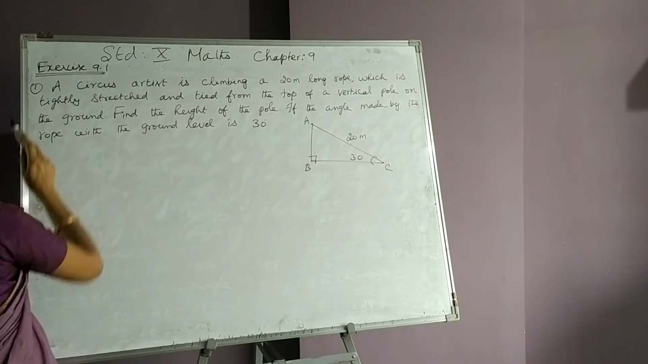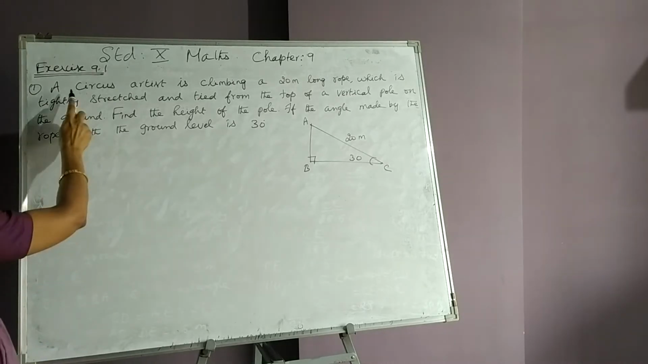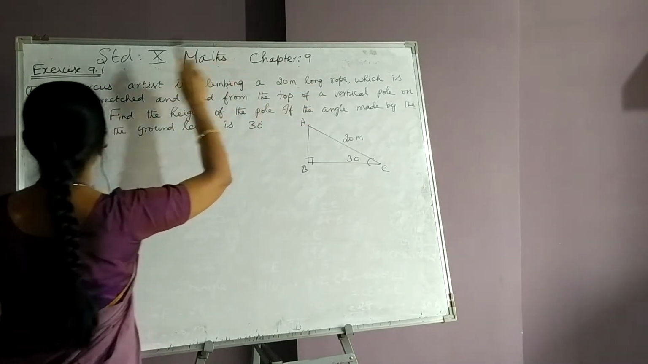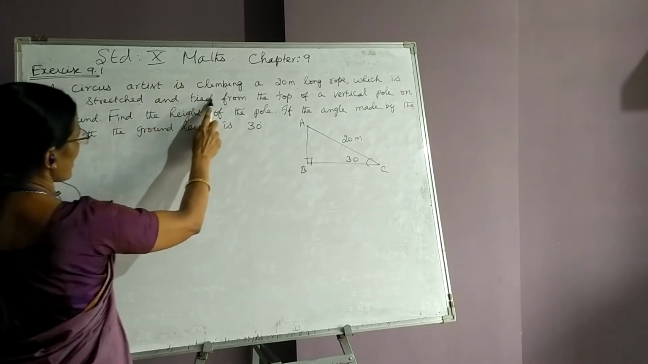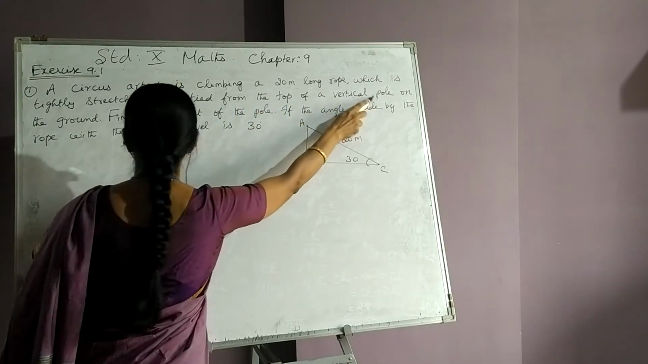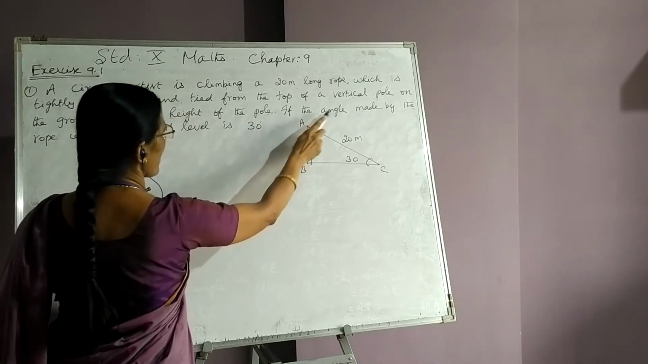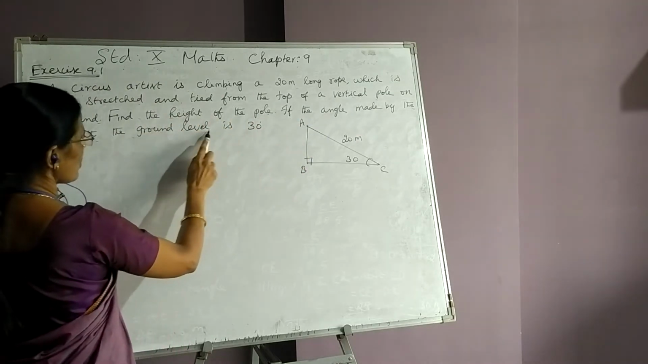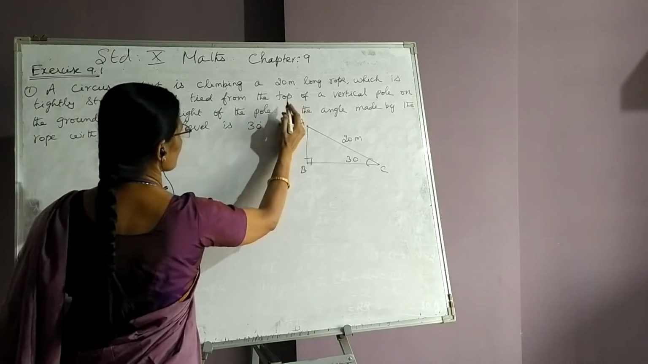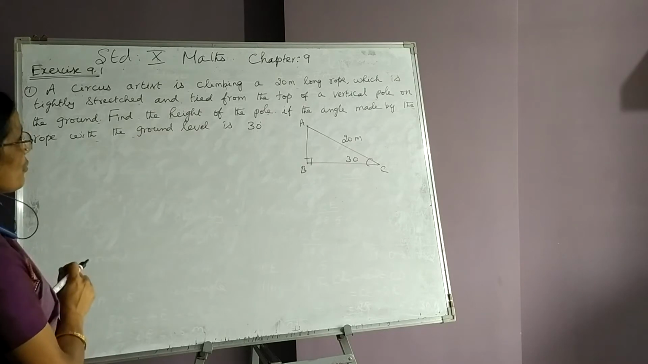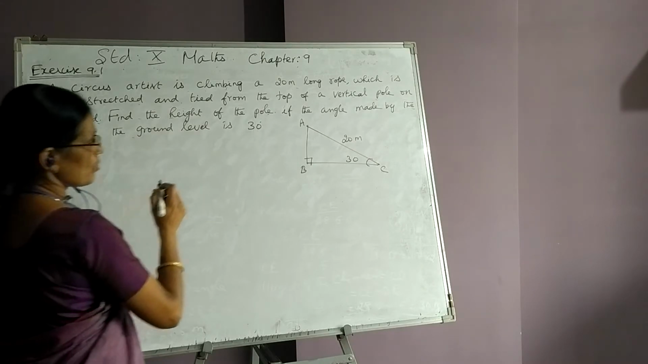Exercise 9.1, first problem. A circus artist is climbing a 20-meter long rope which is tightly stretched and tied from the top of a vertical pole on the ground. Find the height of the pole if the angle made by the rope with the ground level is 30 degrees. The figure is given in the question itself. We are just asked to find out the height of the pole.